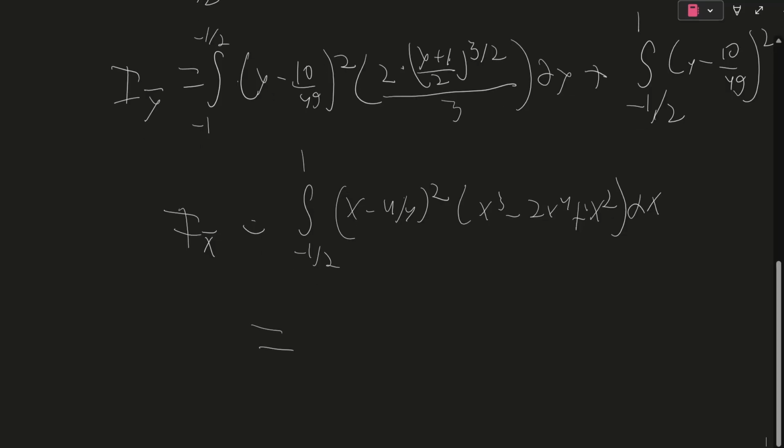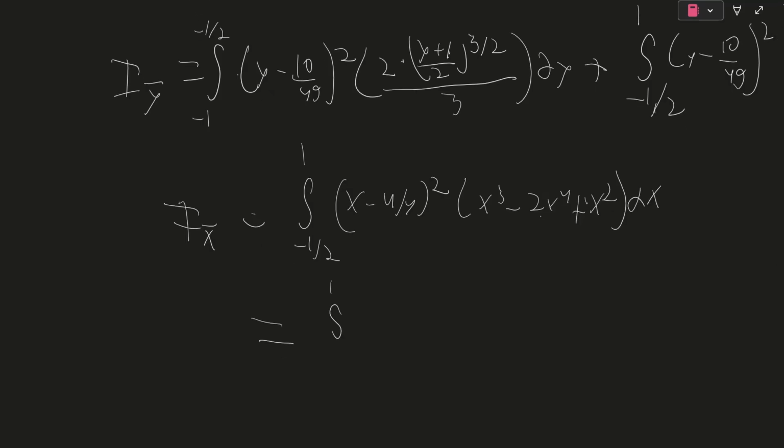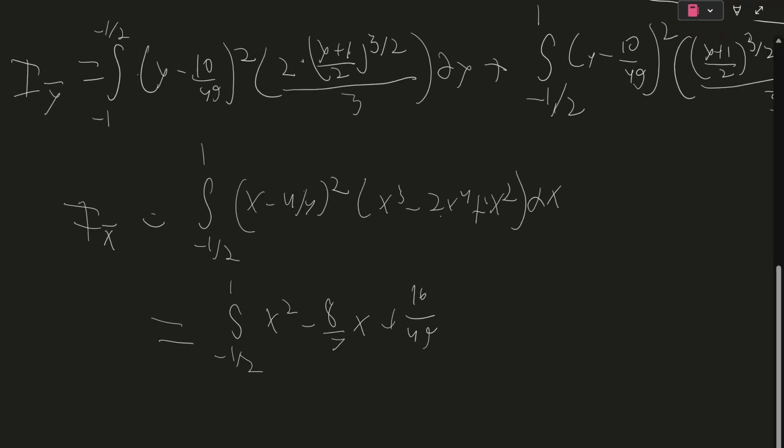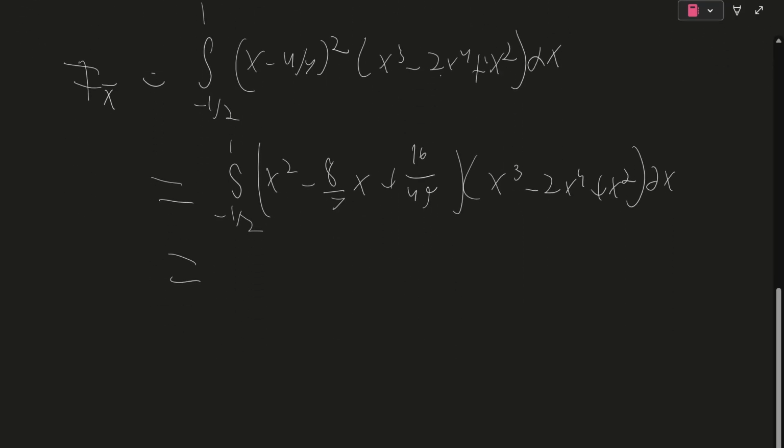Now we'll go ahead and square out our first term. So 1/2 is x squared minus 8/7 x plus 16 over 49. This is multiplied by x cubed minus 2x to the 4th plus x squared dx. And now we can go ahead and multiply these out.